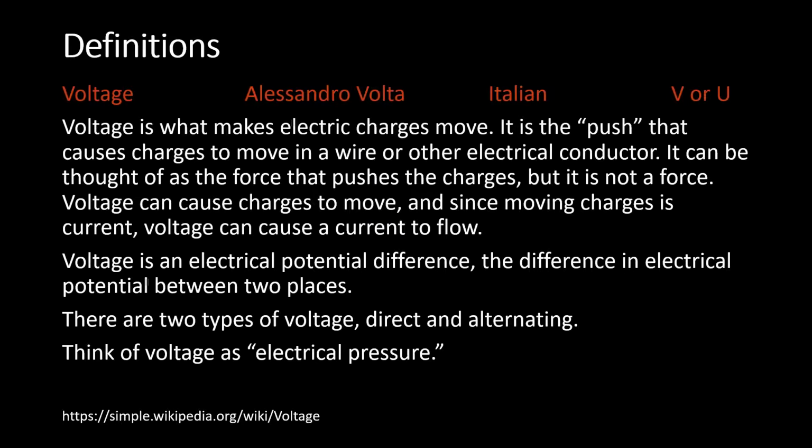One is called direct current, and the other one is alternating current. Now, interestingly enough, the word current is used in both of those terms, but that is a definition of the type of voltage, push or pressure, that is being exerted on the electrons.